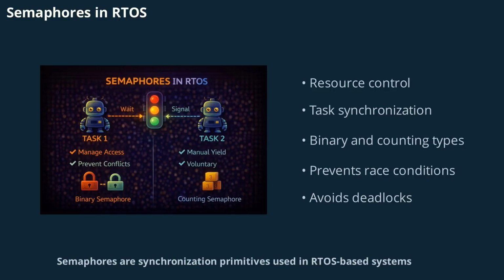Semaphores are synchronization primitives used in RTOS-based systems to control access to shared resources and synchronize tasks. Binary semaphores are used for mutual exclusion, while counting semaphores manage multiple resources. Proper use of semaphores is crucial for preventing race conditions and deadlocks, ensuring that multitasking systems operate smoothly and reliably.